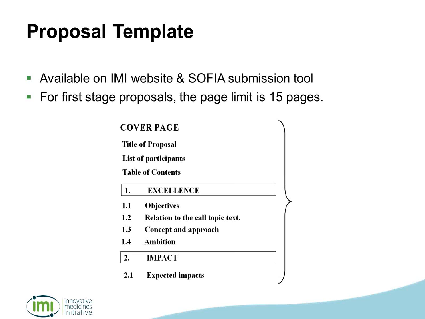So there's the cover page, the title, a list of participants, and a table of contents. And then under excellence, we are asking for details of how you address the objectives, how you relate to the call topic text, your concept and approach, and your ambition. And then under impact, we only ask you for detail of your expected impacts and how they relate to the impact in the call topic text at this stage. Okay, so just be aware of that. Those are the points we want at this stage, and also be aware of the page limit, which is 15 pages.